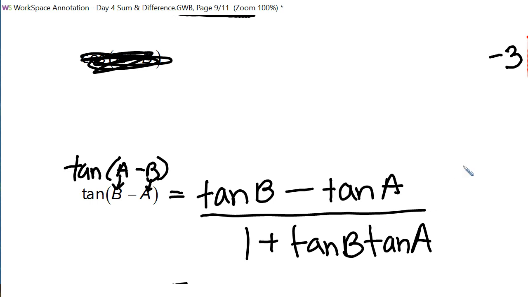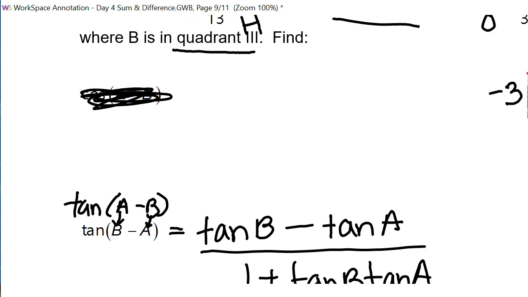So from the triangle, tangent is opposite over adjacent. So what is the tangent of B? 3/4. What is the tangent of angle A? Opposite over adjacent.